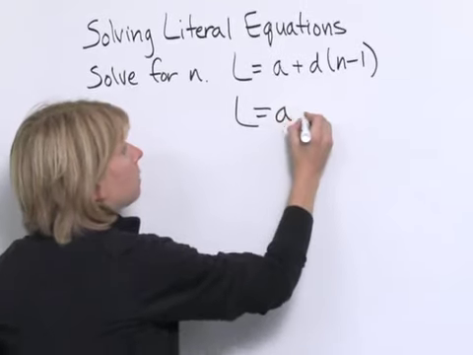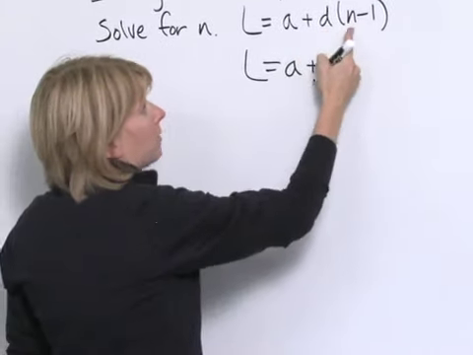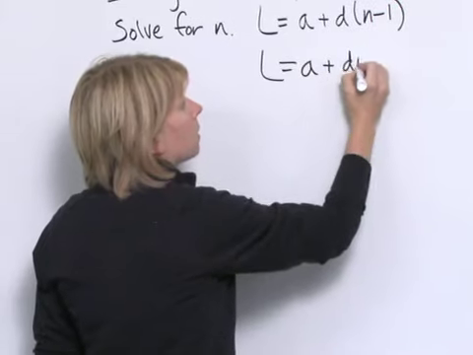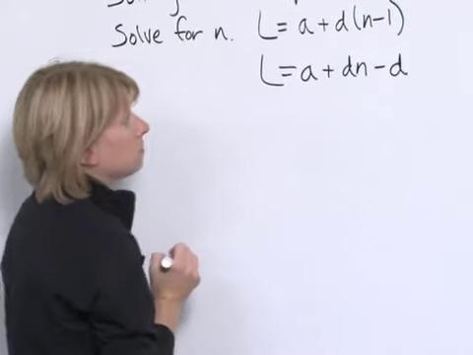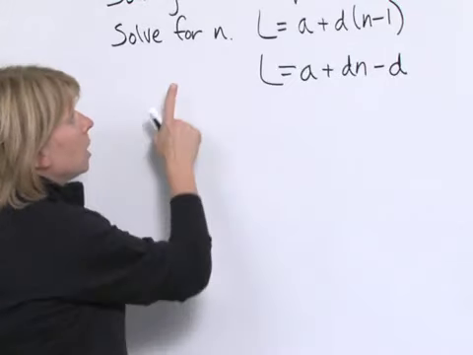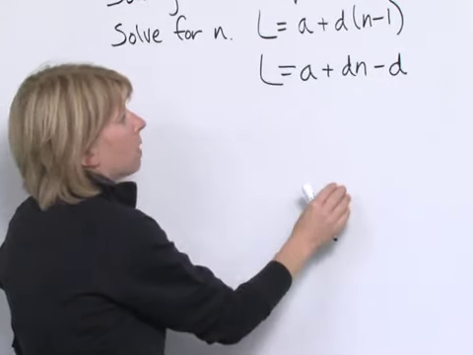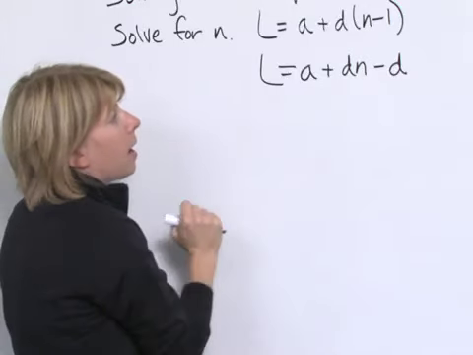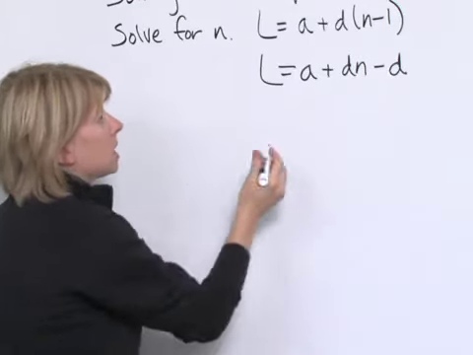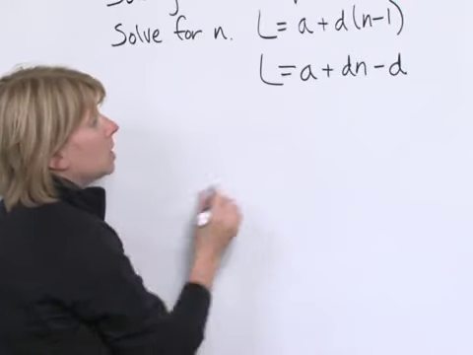If we do that, we want to distribute the d. We'll have d times n, and then d times negative 1 gives us minus d. Keeping in mind that we're solving for n, we want to end up with n equals some expression. Before we isolate n, we first need to isolate the term that contains n. So let's subtract a and add d to both sides.